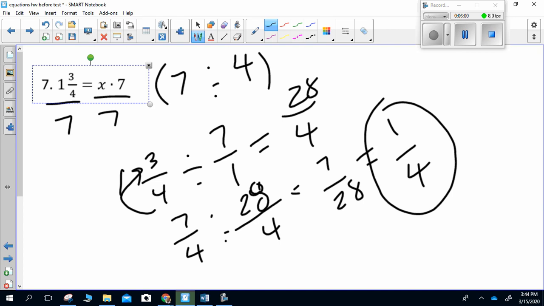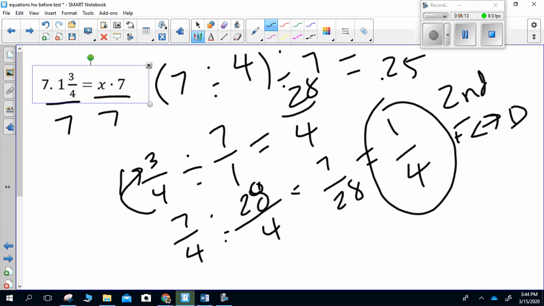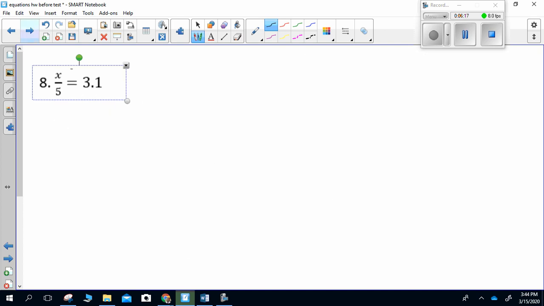If you're doing this using your calculator, you would say parentheses, 7 divided by 4, close parentheses, divided by 7 equals, and then you should get 0.25, at which point you're going to hit the second and the FD button to change the decimal into a fraction, and it'll give you 1/4, but you can leave it as a decimal if you want.